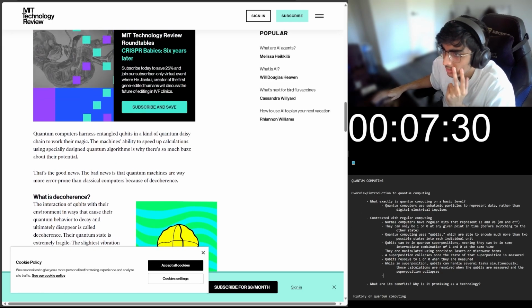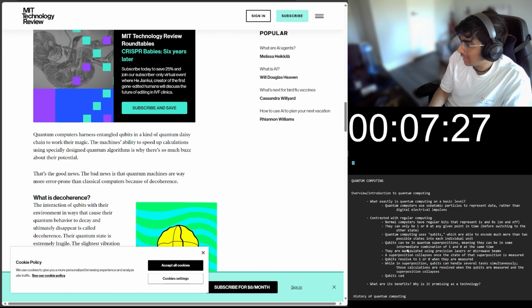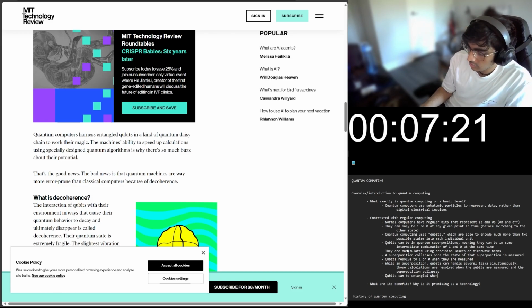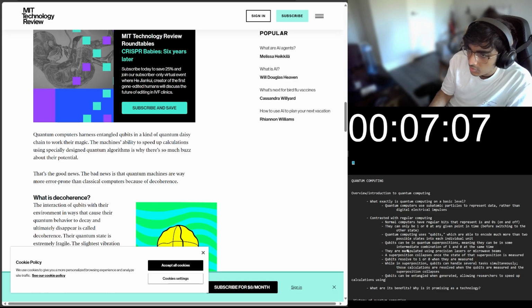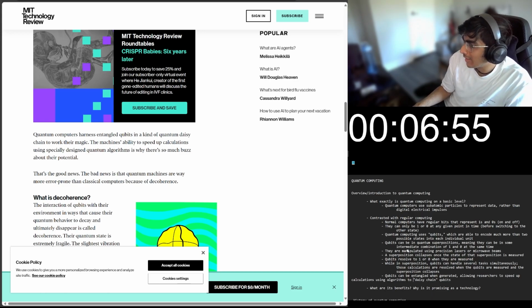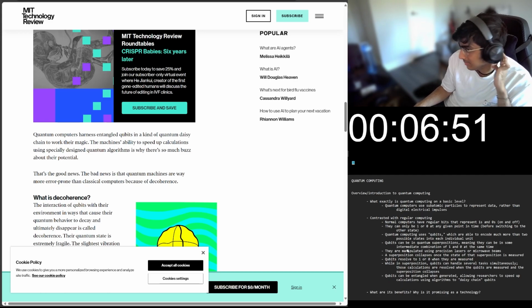Okay, we'll get into that later. But basically, qubits can be entangled when generated, allowing researchers to speed up calculations using algorithms to daisy chain, I guess, qubits. So when you affect one of them, you can potentially affect a whole bunch of qubits at the same time. That's what it's saying.